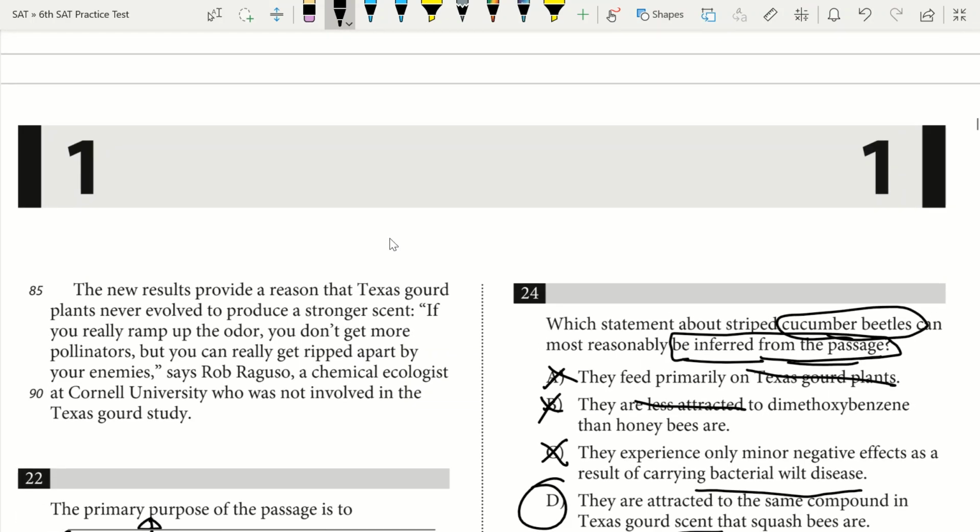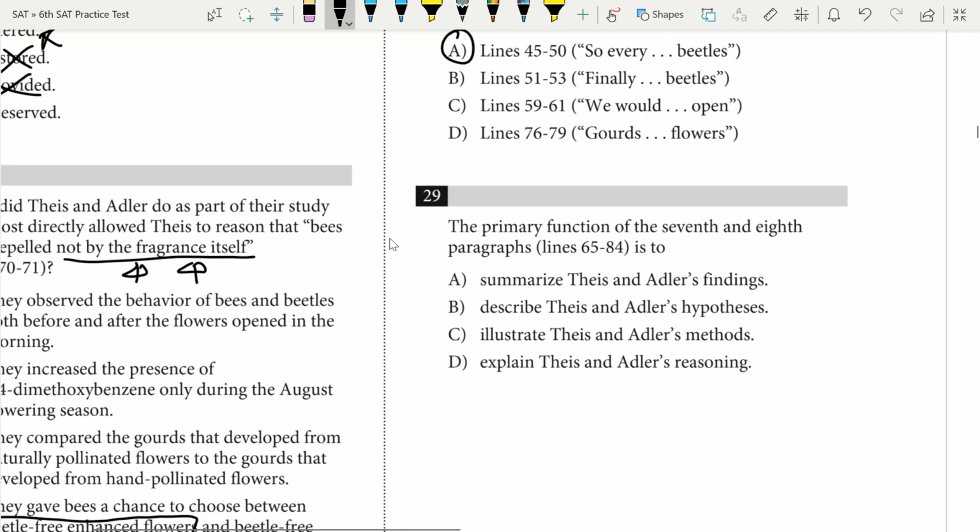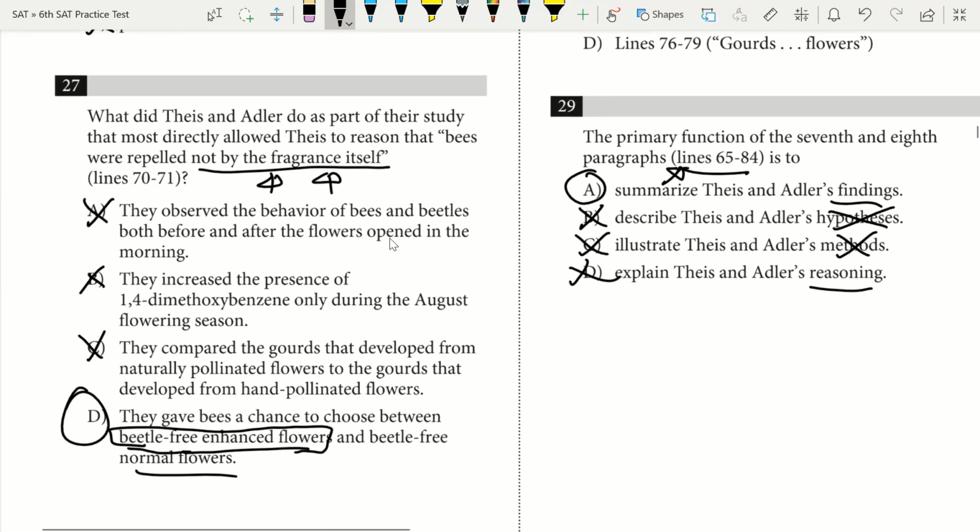And then in the end here, we answer our driving question saying the new results provided a reason the Texas gourd never evolved to produce a stronger scent. So really summarizing our findings and then applying them. So let's look at our answer choices. We have option A, summarizing their findings. That's perfect. So the answer there is going to be A. As far as why B, C, and D are incorrect: describing their hypotheses, no, those last ones are summarizing findings. Hypotheses were found in the beginning. Illustrating their methods, that came before it. That was the experimental design, before these lines. D, explaining their reasoning, that was also before those lines. These lines are focusing on their findings. So 29 is going to be A.